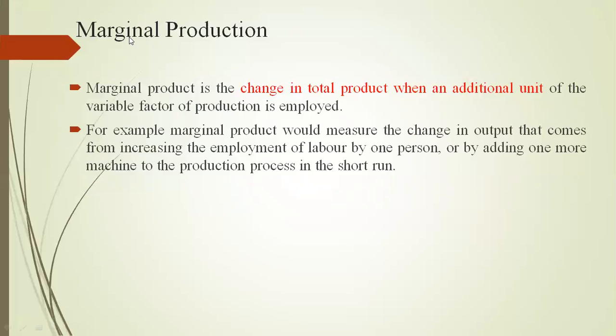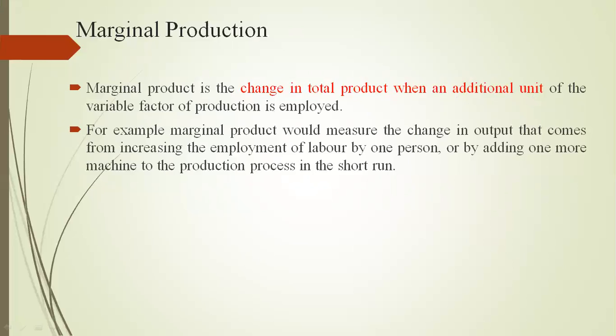Next is marginal production. Marginal, as I told you, is the last additional one unit and how much contribution it makes. So marginal production is the change in total production when an added unit of a variable factor of production is employed. Change in total production when we are adding one more unit.